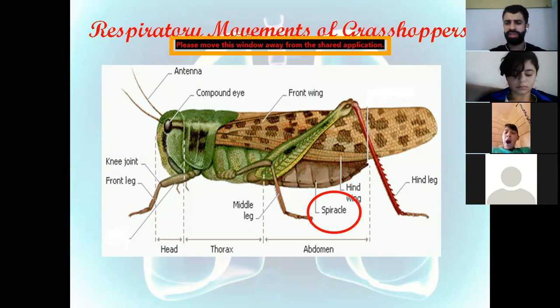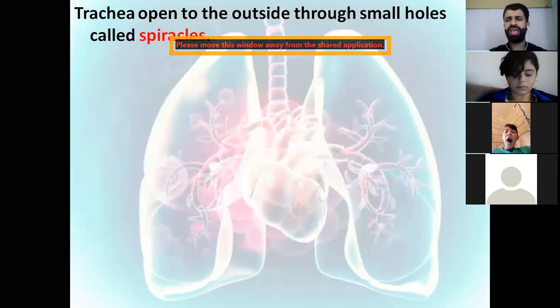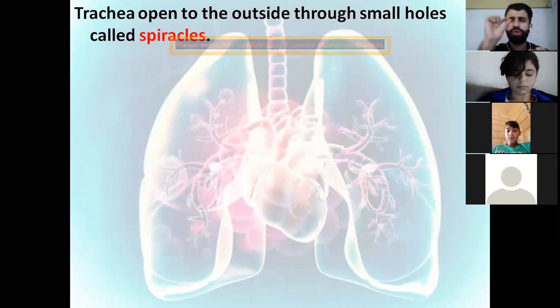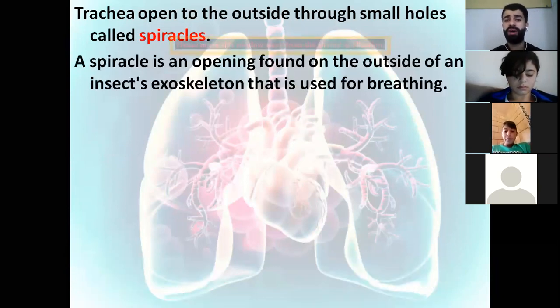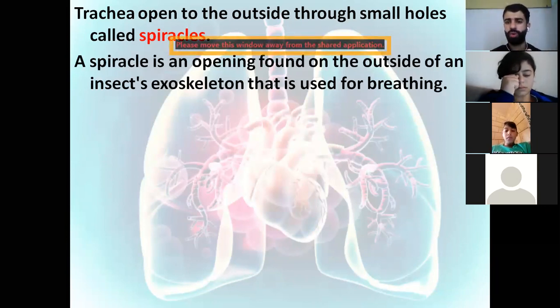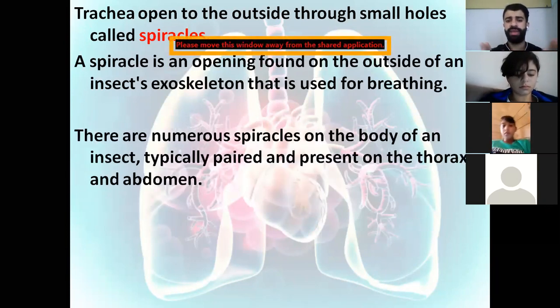Okay, spiracles. What are the spiracles? The trachea opens up to the outside through small holes, small pores. These are called spiracles. A spiracle is an opening found on the outside of the insect's body, or exoskeleton, that is used for breathing. We have many spiracles on the body of an insect. They are present in the thorax and the abdomen.